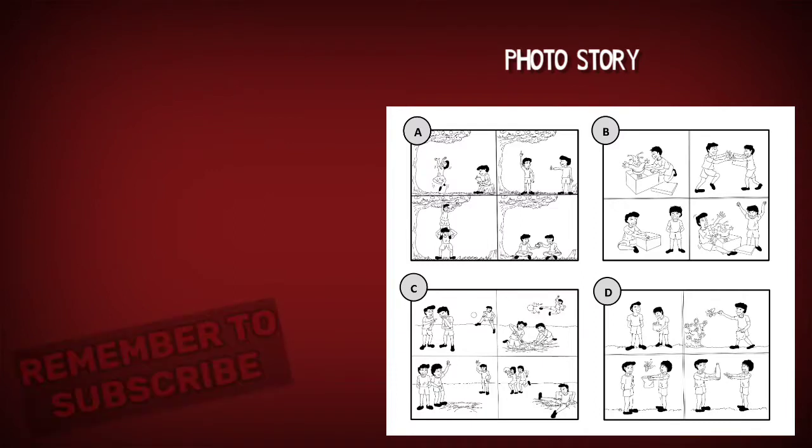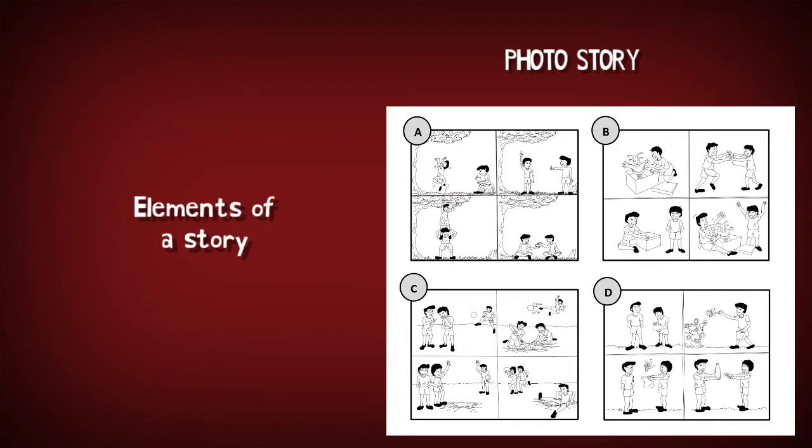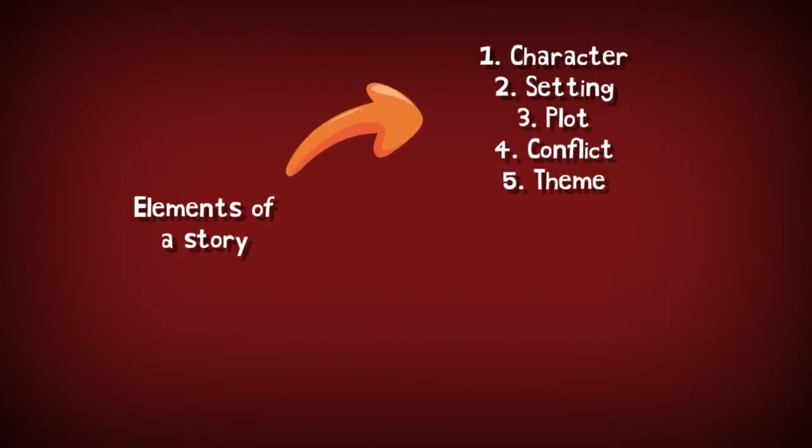So dito sa activity na to, gagawa kayo ng kwento base sa photo na binigay ng module. So meron ditong 4, pipili lang kayo ng isa. We're going to discuss the story, the people involved, yung situation nila, their aspirations, their motivations, their actions, and anything na makakabuo ng story nyo. So in other words, you need to remember the elements of the short story. Yun yung character, setting, plot, conflict, and the theme.